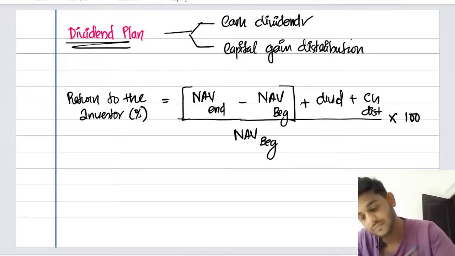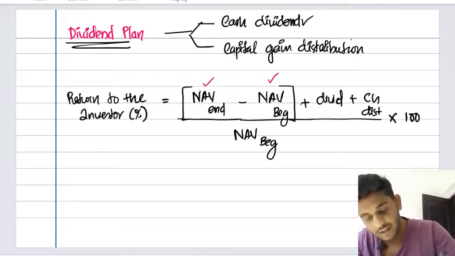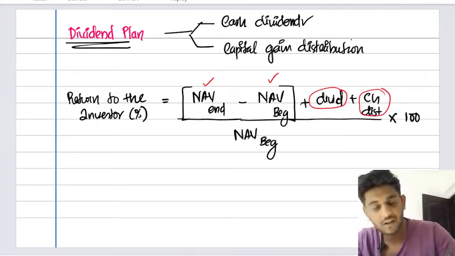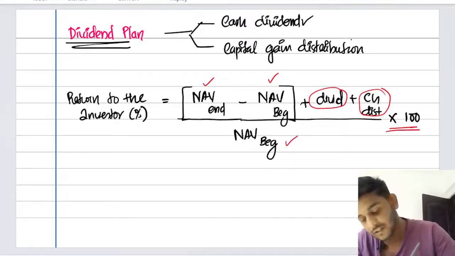So what is it? NAV at the end minus NAV at the beginning. Then your dividend component, then your capital gain distribution. Then the whole thing divided by the NAV at the beginning, multiplied by 100. This will give you the return in percentage.